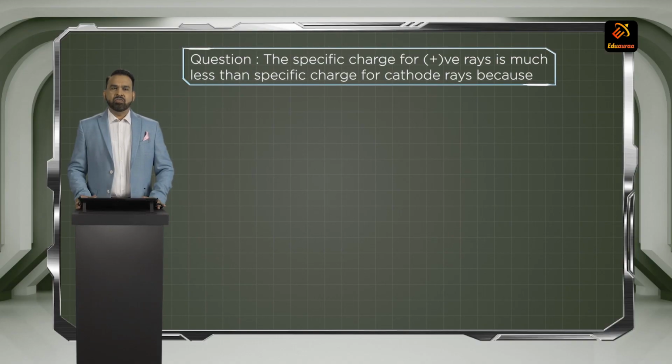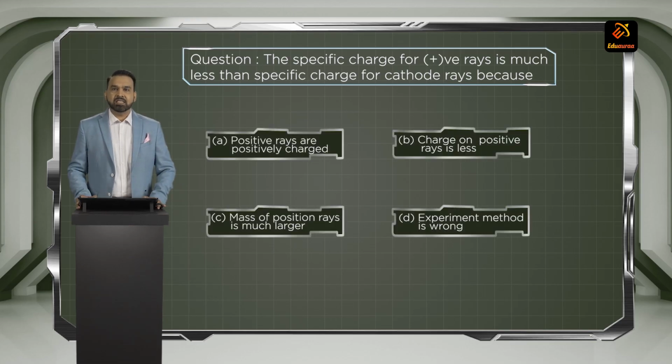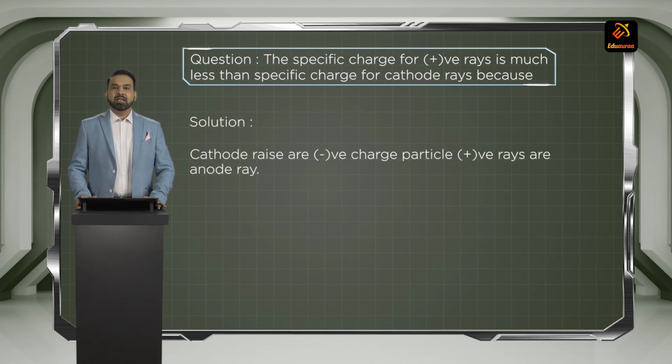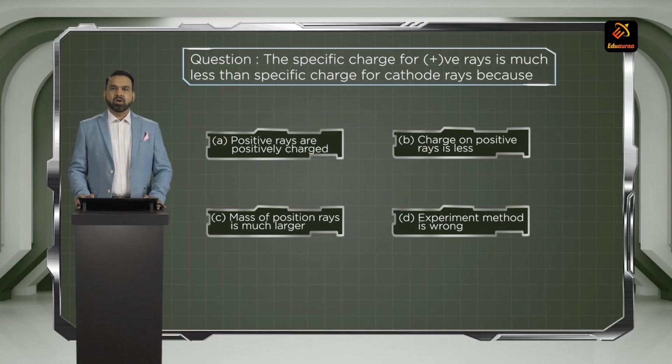The specific charge for positive rays is much less than the specific charge for cathode rays. This is because the cathode rays are negatively charged particles, and positive rays are anode rays. The charge is less than that of cathode rays. Why? If you see, choice C reads that positive rays comprise ionized atoms whose mass is much higher. Therefore, choice C is a suitable answer for that question. Moving to the next question.